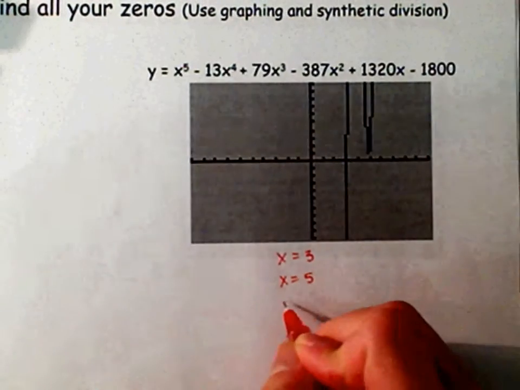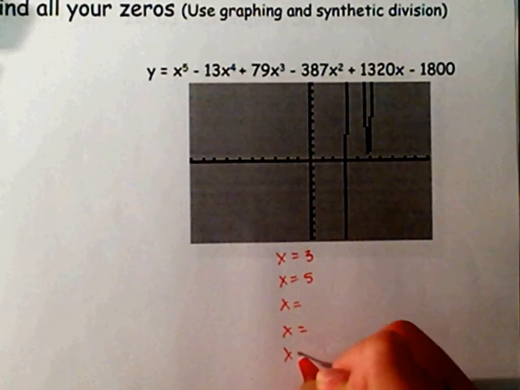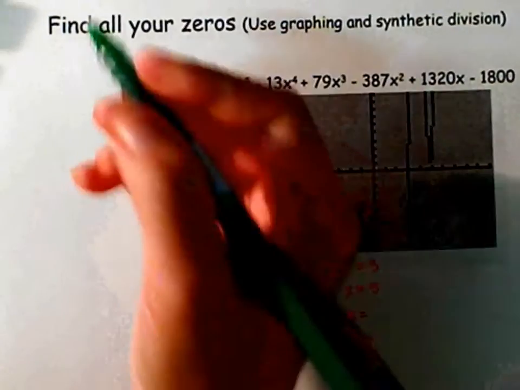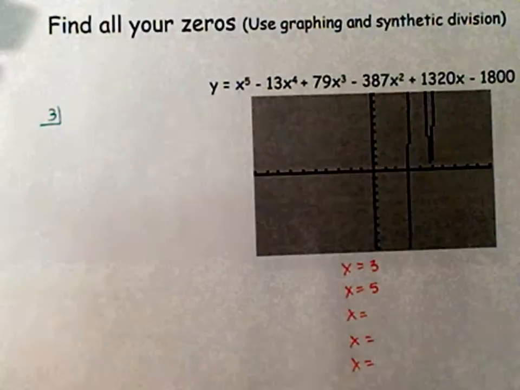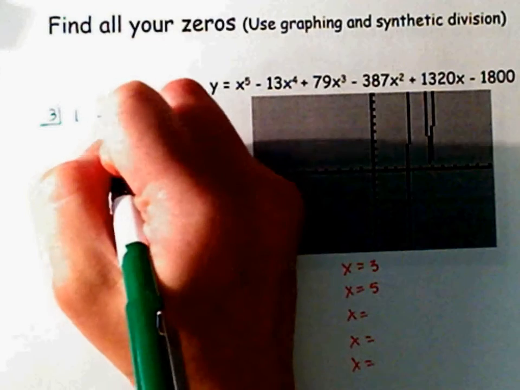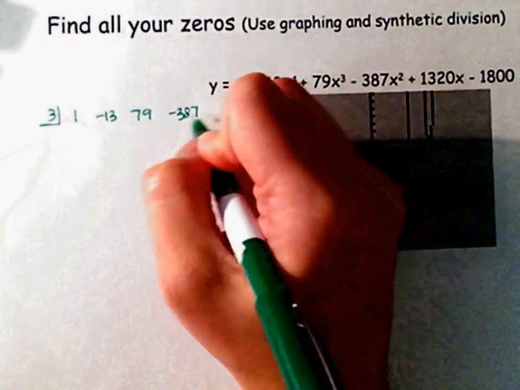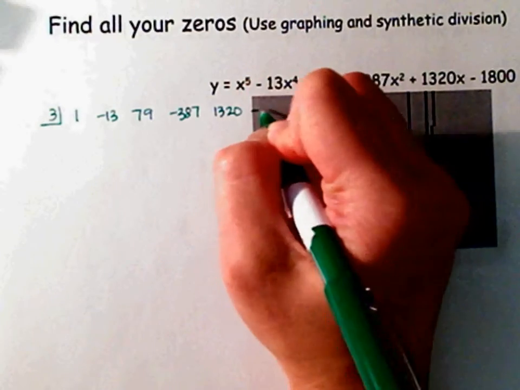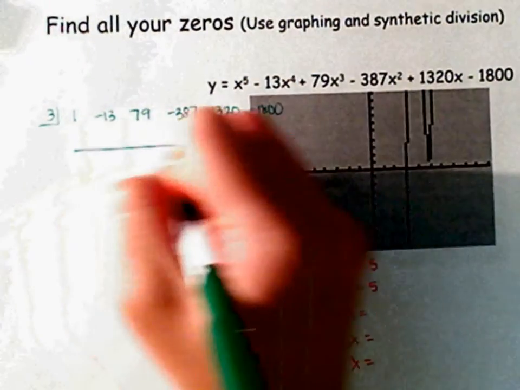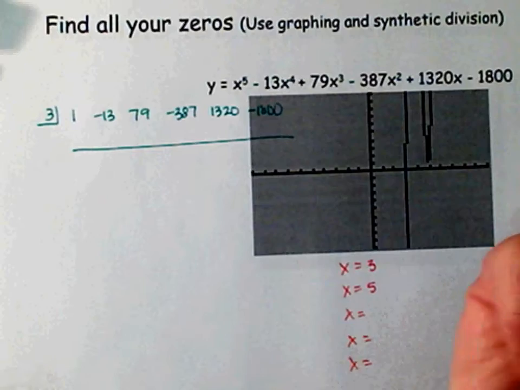So let's see. Let's try the first one. 3. Okay? 1, negative 10, 49, negative 387, 1320, and I'm out of room, negative 1800. Wow, those are some big numbers. Okay, 1. I'm going to use my calculator to help me.